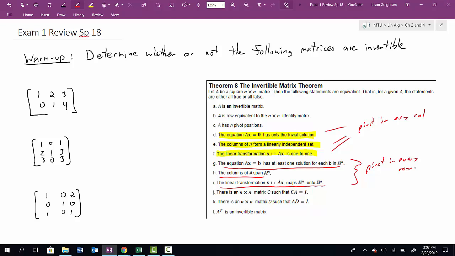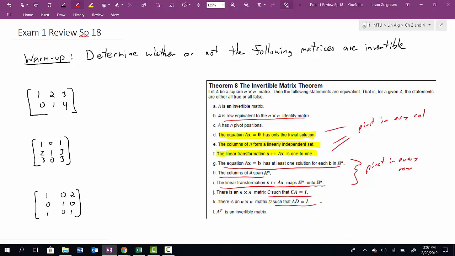A lot of the other ones are just restatements of these things. If it's n by n and there's a pivot in every row, that means A has n pivots. That's what C is. If there's a pivot in every row and column, we'll be able to row reduce it to the identity. If the matrix is invertible, then there exists its inverse, and the transpose is also invertible. All these really are just built upon what we've already seen before.